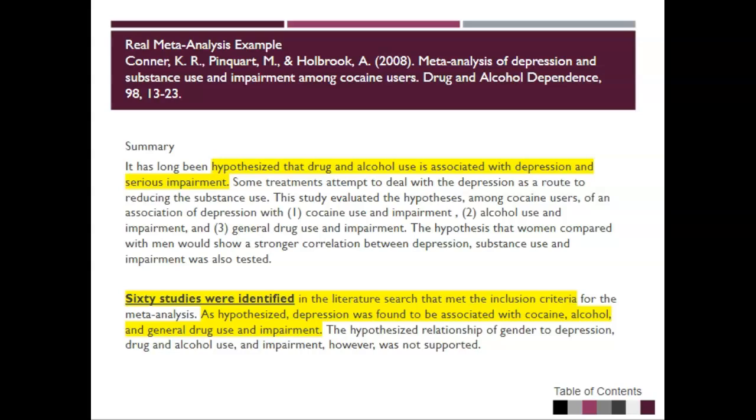Another example here described in this study, and this one was about a meta-analysis of depression and substance use and impairment among cocaine users. So the hypothesis is that drug and alcohol use is associated with depression and serious impairments. And that's a pretty common assumption that those go together. So in this meta-analysis, they looked at 60 studies that were similar, and they found support for their hypothesis. So that was able to make more conclusions of things that support their hypothesis.